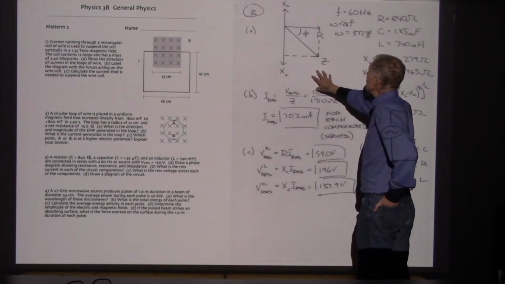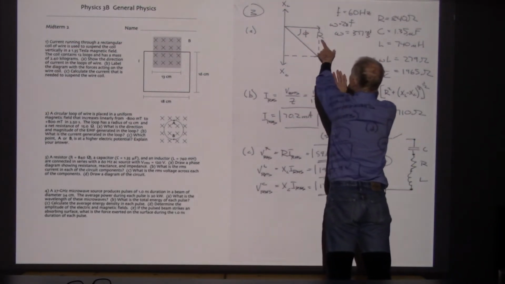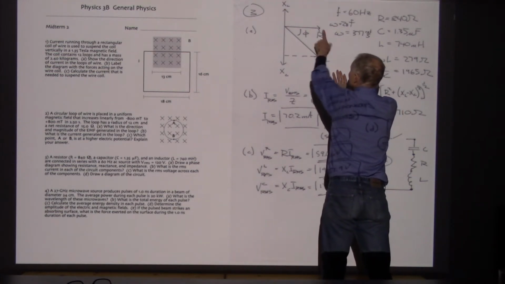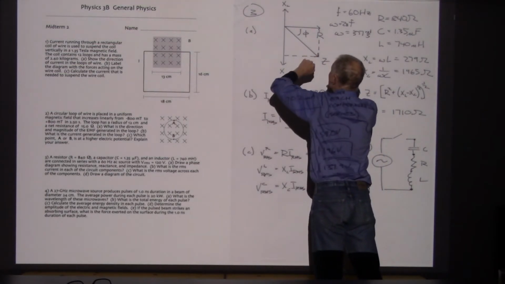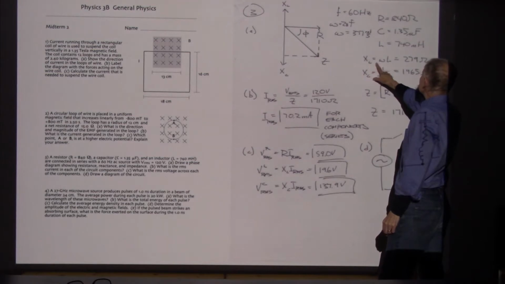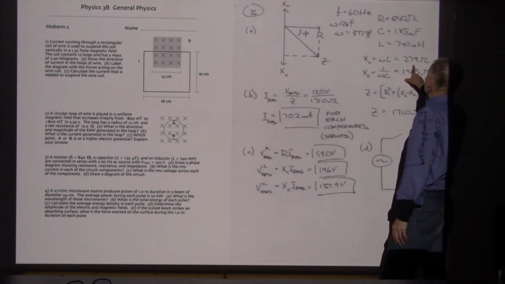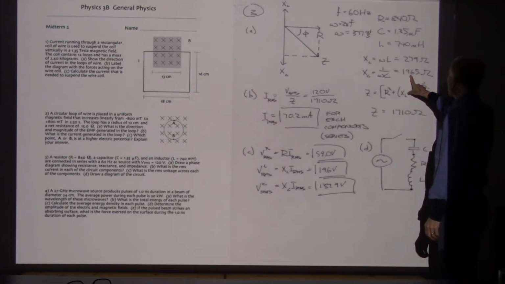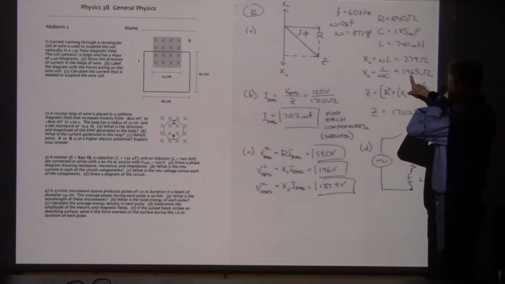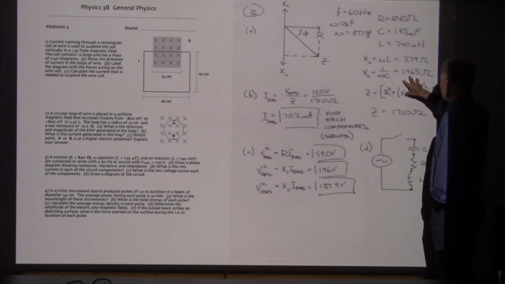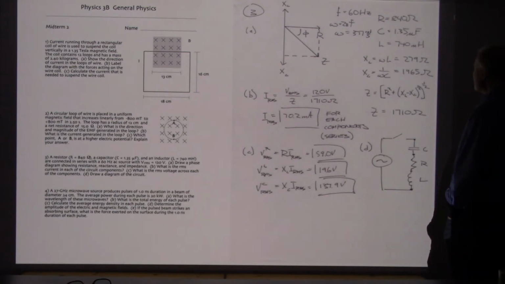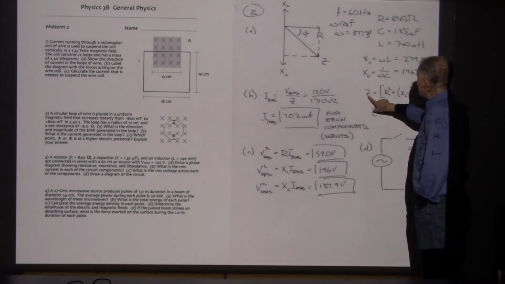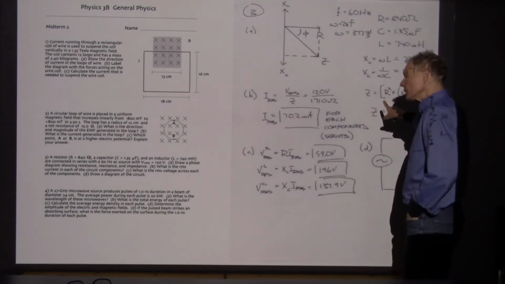taking the difference in phase into account. So in the horizontal direction, we draw a phasor representing the resistance of the resistor. In the vertical direction, we draw a phasor representing the reactance due to the inductor. And then in the downwards direction, the negative y, the reactance of the capacitor. And that's 1965. It looks like the capacitor is going to kind of dominate here. Let's see what happens. So we've got the reactances determined. What about the impedance? What about the combination of everything?